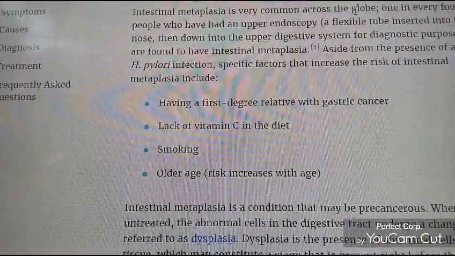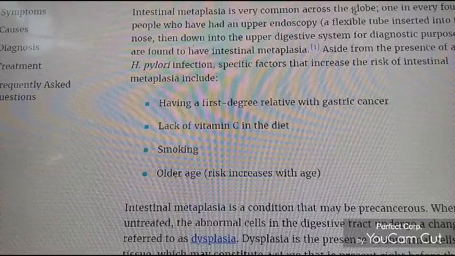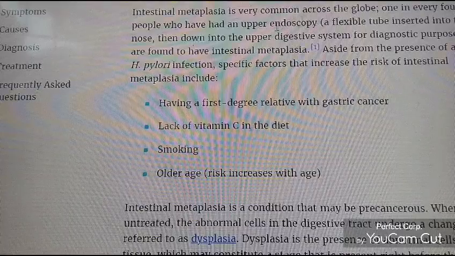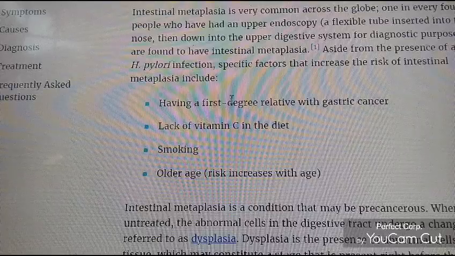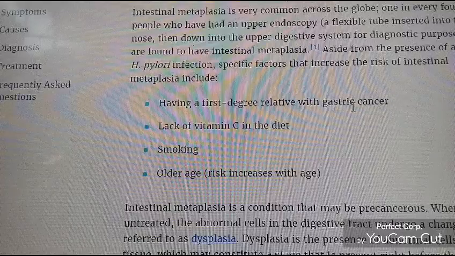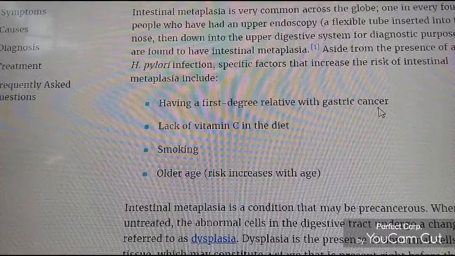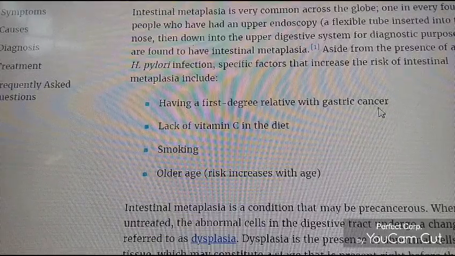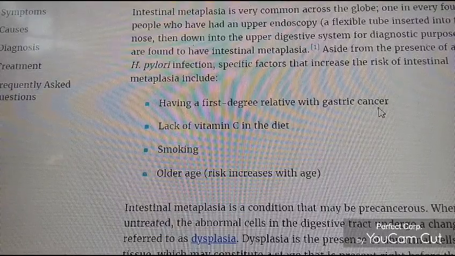What are the risk factors? Who will get a problem with this gastric metaplasia? Having a first-degree relative with gastric cancer. Why? Because they say after we see this metaplasia happening in a stomach, very likely cancer is going to develop. Okay?